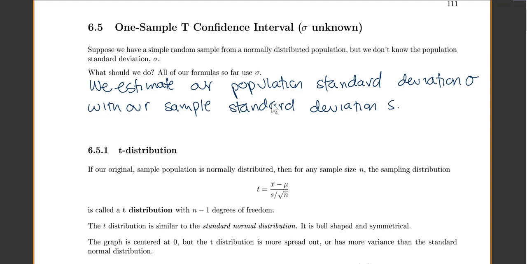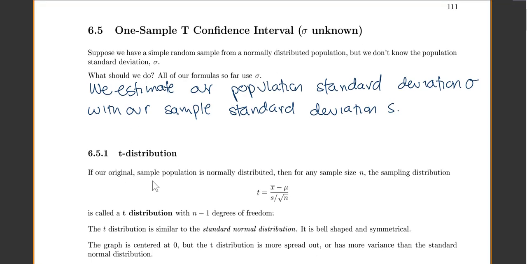When we estimate it with our sample standard deviation, we switch from using a normal distribution to what we call a t-distribution. So if our original sample population is normally distributed, then for any sample size n, the sampling distribution of x bar minus mu over s over square root of n is what we call a t-distribution with n minus 1 degrees of freedom.